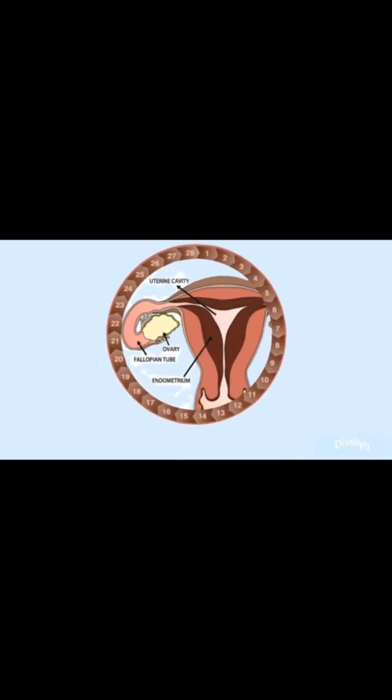If you do not become pregnant, the corpus luteum shrinks and is reabsorbed. This causes a drop in estrogen and progesterone levels, resulting in the onset of your period. During your period, the uterine lining will shed and the menstrual cycle occurs.